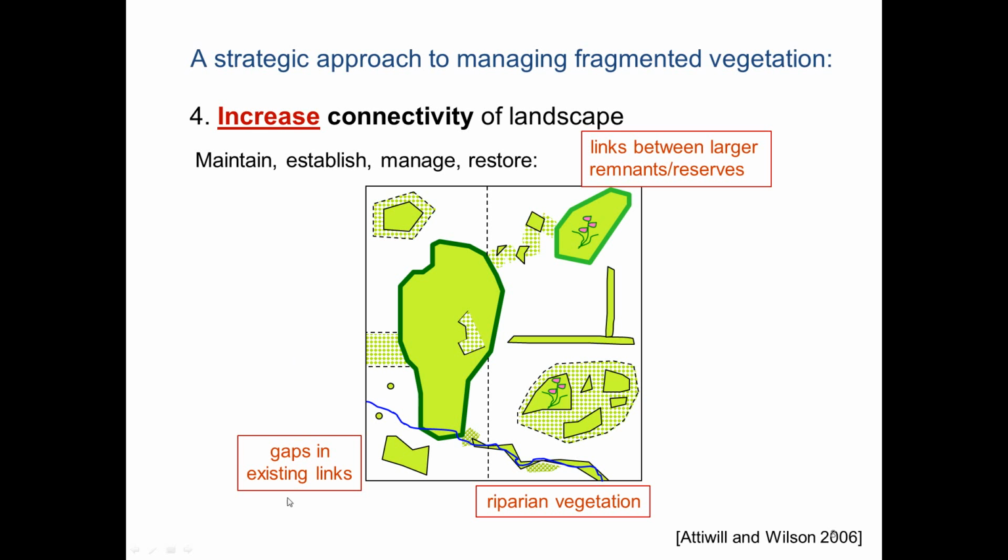We can close up existing little gaps between patches. So we could add some revegetation in this little area between these two patches here. And again, that increases the connectivity in our landscape and makes that into one much larger patch overall. Same thing here, we could add a bit of revegetation to build a new corridor here which links all of these parts.